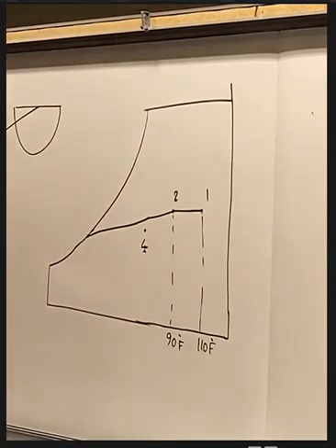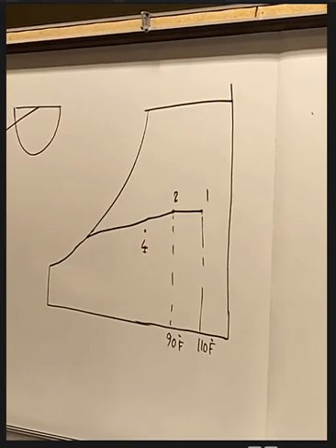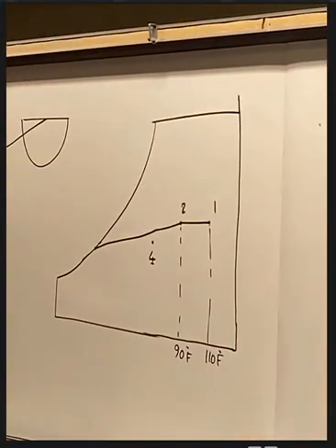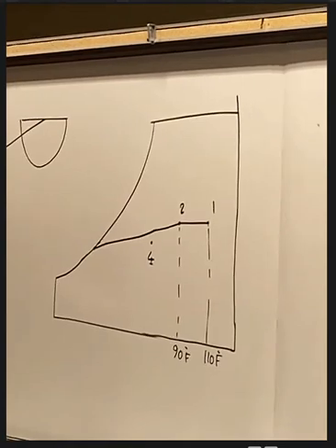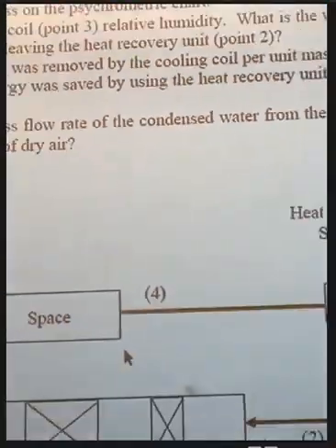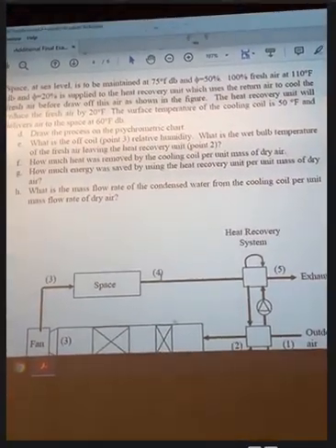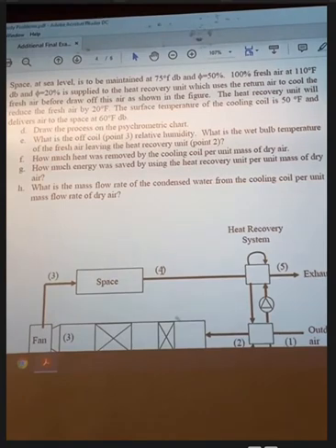For which question? For point number 4? This question here? For point number 4, the space is maintained at 75 Fahrenheit and 50% humidity. So we are given the information for point number 4, because the air will leave the space at conditions similar to the inside condition of the space. So that means point number 4 is 75 and 50%. That's why we were able to locate point number 4 in the chart.